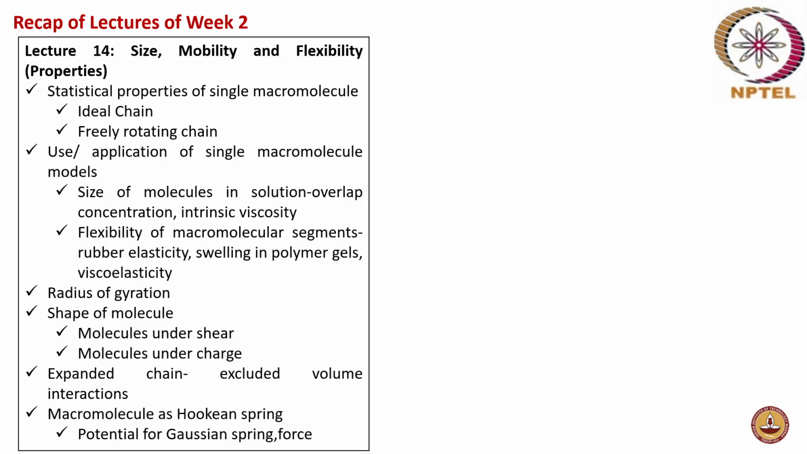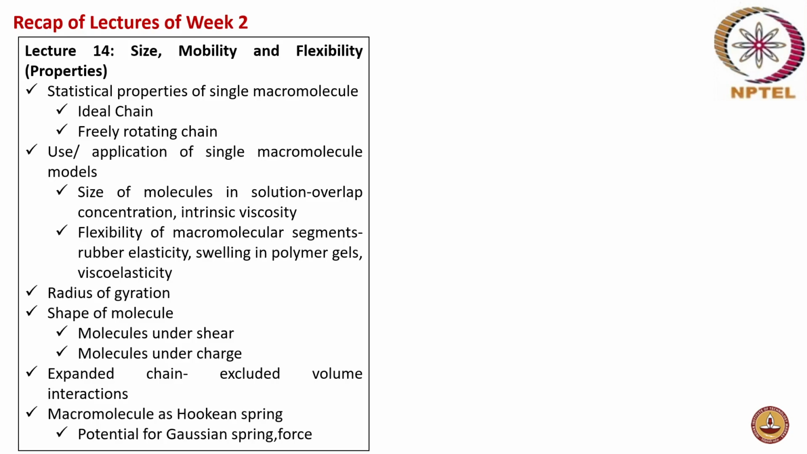So in case of ideal chain, it is very similar to your ideal gas concept, where there is no interaction between the polymer molecule and its surrounding environment. Whereas in case of a freely rotating chain, you also bring in the hindrance due to your bond angle. And then next, use and application of single macromolecule models.